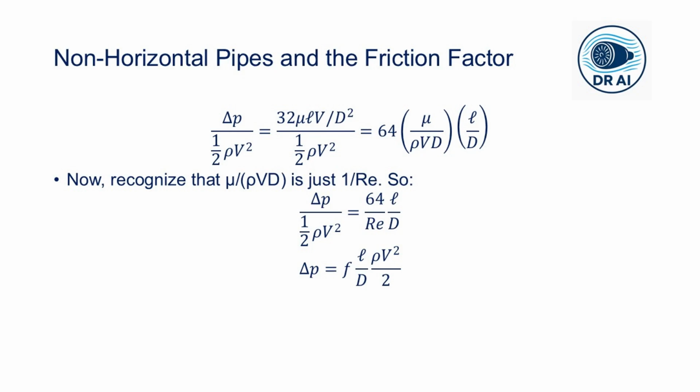Delta P over half rho V squared gives us the final form, represented over here, as 64 over Reynolds number times L over D. We can rearrange this to define a new, incredibly important parameter called the friction factor F. It is being defined by this equation, but for now, think of it as a dimensionless way to express the pressure drop. So delta P must be equal to F L over D times rho V squared over 2.